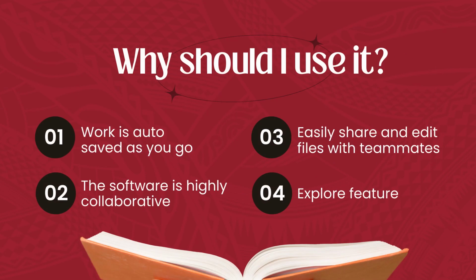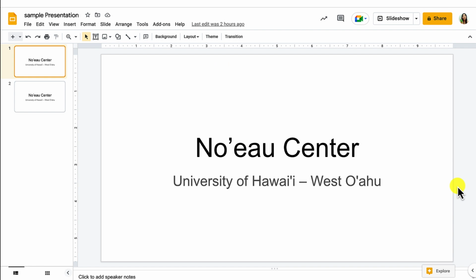Why should you use Google Slides? It automatically saves your work as you go, so you don't have to stress out about losing all your work if your computer crashes. Just like the other G Suite products we've discussed throughout our workshop series, the software is very collaborative. That means you'll easily be able to share and edit files with teammates and view their contributions and edits as they occur.